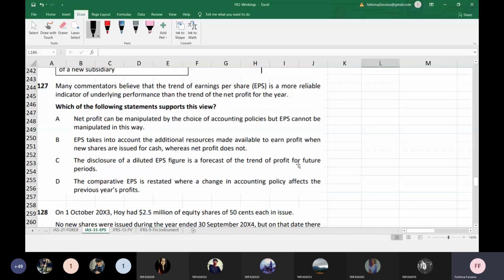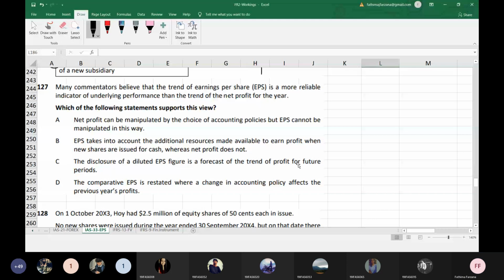So let us go to 127. Many commentators believe that the trend of earnings per share is a more reliable indicator of underlying performance than the trend of net profit for the year. This is the opinion given. Which of the following statements support the view? They are saying the trend of EPS will be a better indicator than the trend of net profit.